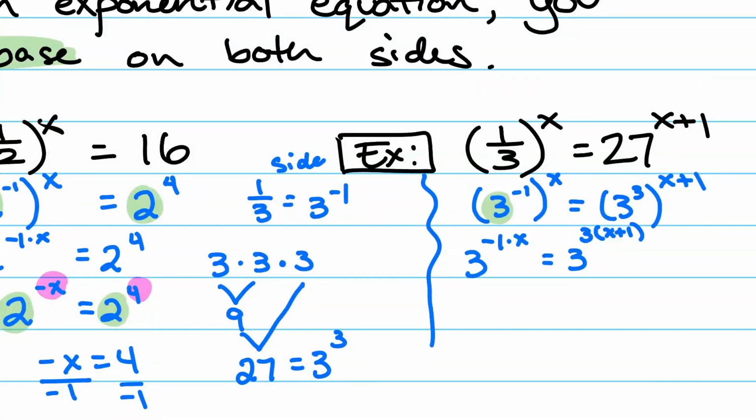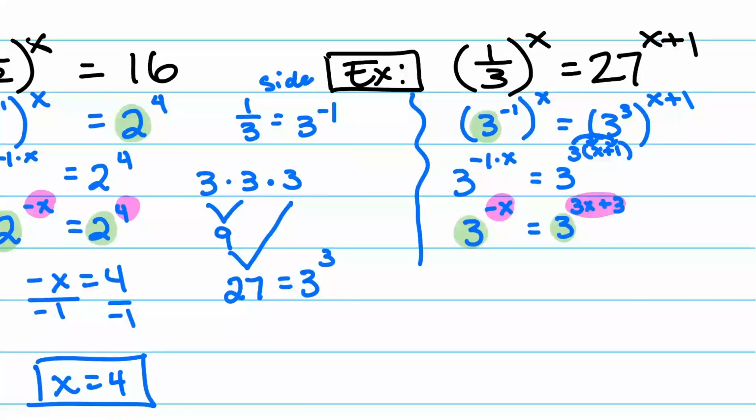On the left, I get 3 to the negative x power is equal to 3 to the, remember, we need to distribute this 3 now. That becomes 3x plus 3. Okay, now I see that I have the exact same base. This 3 matches up with this 3. Since the bases match up, then the exponents must match up. So I get to say that negative x is the same thing as 3x plus 3. So I write negative x is equal to 3x plus 3.